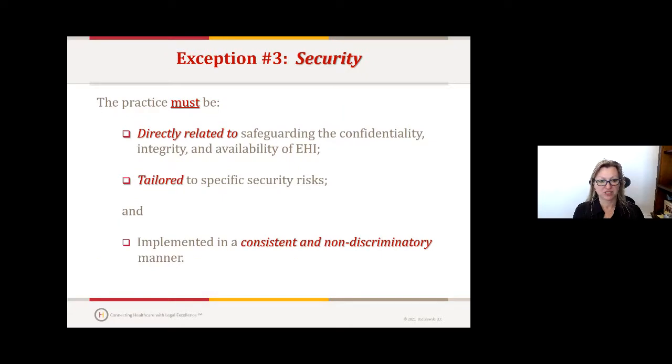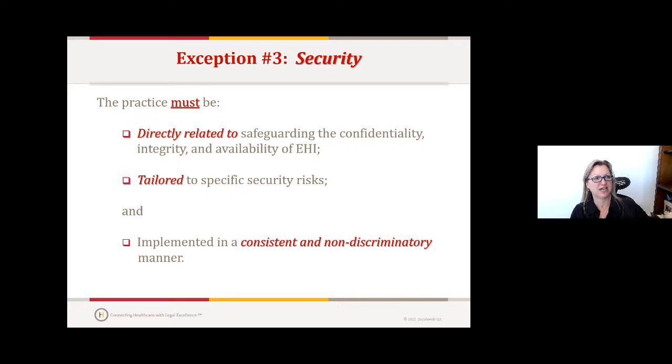Security exception, where there are concerns with security. If you do have a practice, it has to be directly related to the issue, tailored to specific security risks, and applied in a consistent and non-discriminatory manner. What they don't want here, and what I've been dealing with in a couple of questions over the last few months, is: we like that provider group because they refer a lot to us, but we don't really like that provider group because they refer to another hospital.